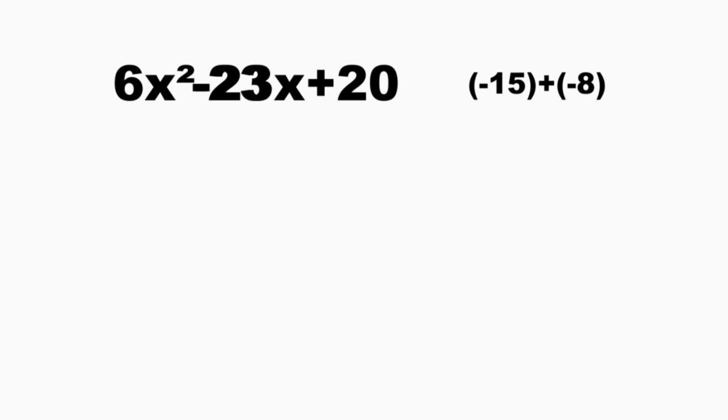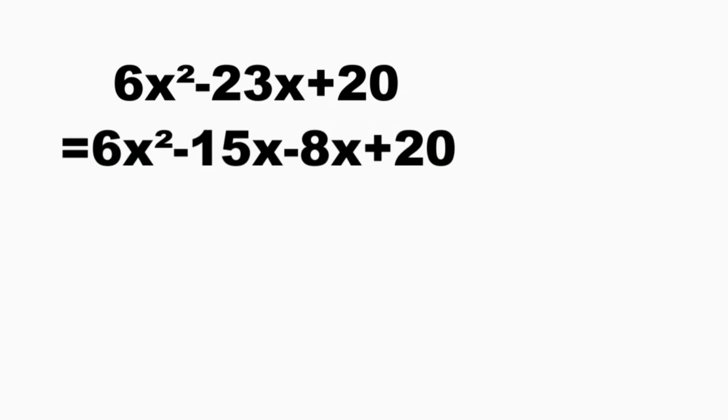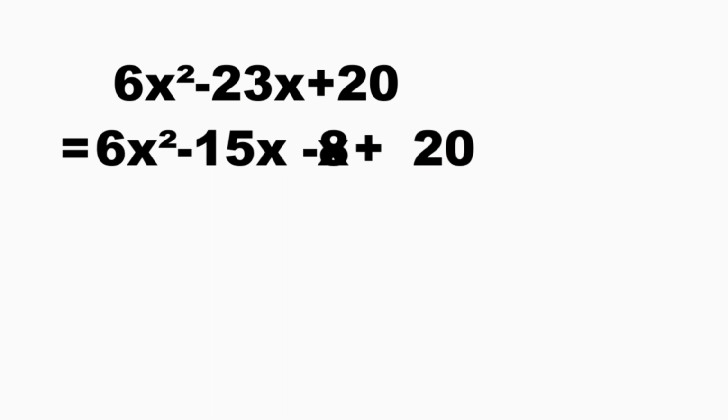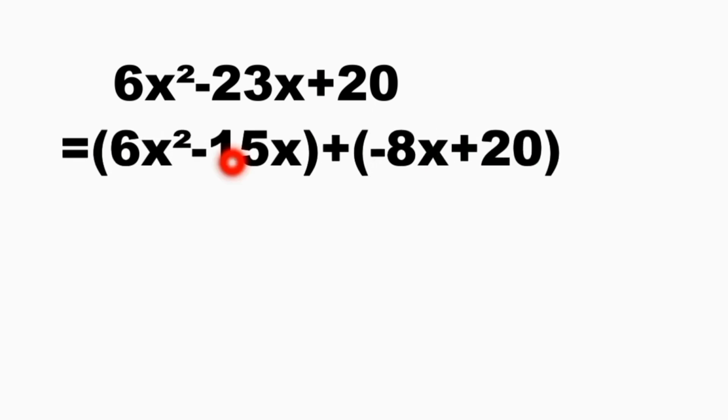We use the same method, copy the first term and the last term, but we separate negative 23 into negative 15 and negative 8. So here 6x² minus 15x minus 8x plus 20. Group 6x² minus 15x, and minus 8x plus 20, and you have to factor out the common factor.